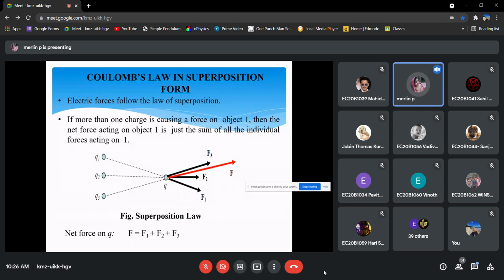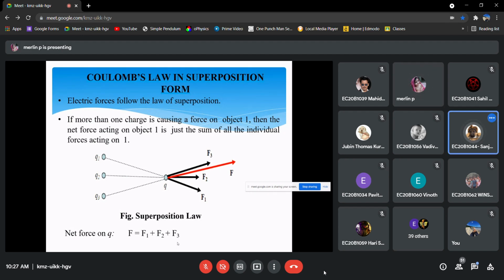The force experienced by a particular point charge, when many point charges are placed around, is found by adding all the forces exerted by the others. This is the superposition form. Mostly they will ask Coulomb's law in scalar form as well as vector form for the exam. But additionally, you can study this also.